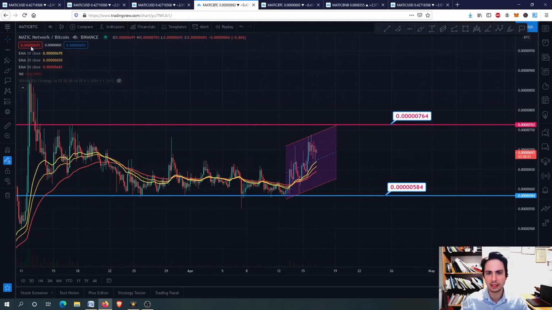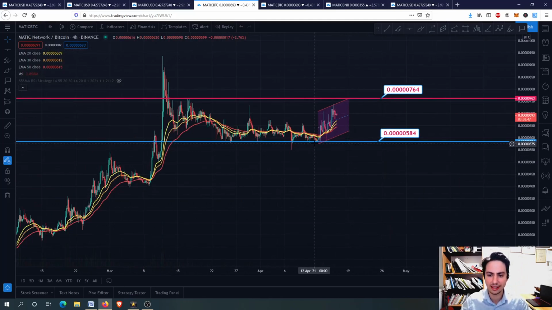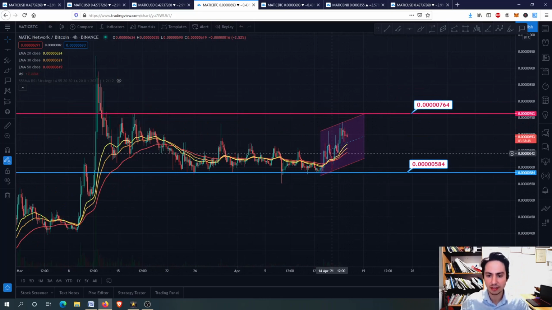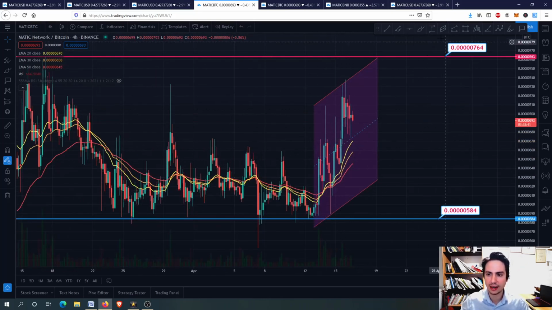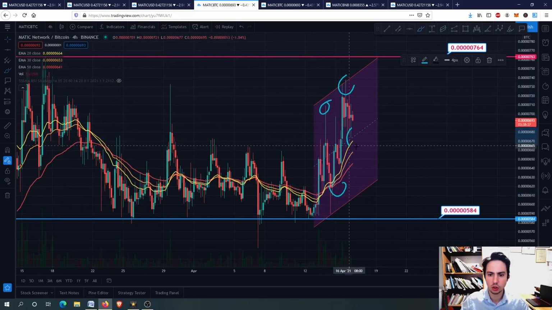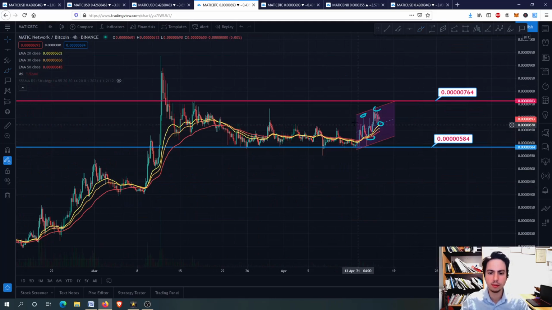Because you divide MATIC Network price by the price of Bitcoin. That's why you are seeing this price action. So right now, guys, we are having a price action with higher lows and higher highs. Higher lows in the price, higher highs. Okay, so in my opinion, it looks pretty good.